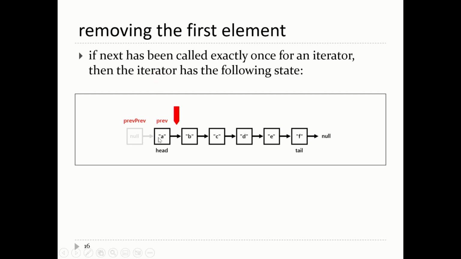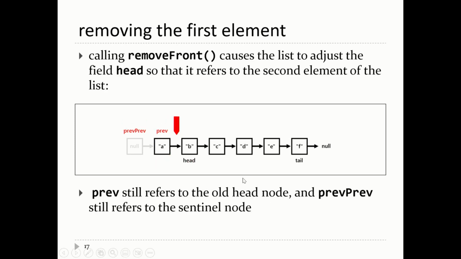Okay, so what about removing the first element of the list? Now we run into a problem with our sentinel node. If you start at the beginning of the list and you call next once, and then try to remove that node, you're removing the head node in the sequence. So that's fine. We can just call removeFront to remove the head node.